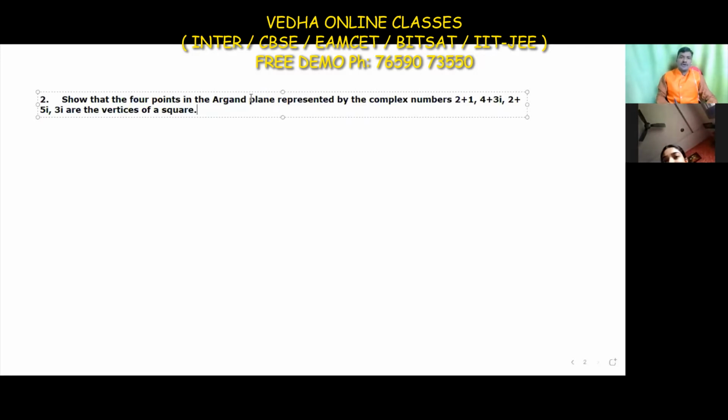Show that the 4 points in the Argand plane represented by the complex numbers 2 plus i, 4 plus 3i, 2 plus 5i, and 3i are the vertices of a square. Okay, so what is the property of a square?